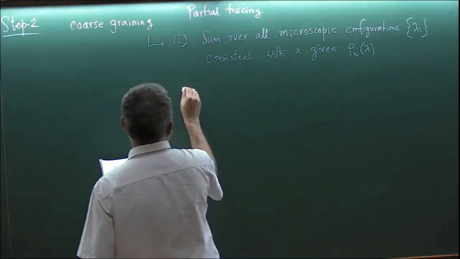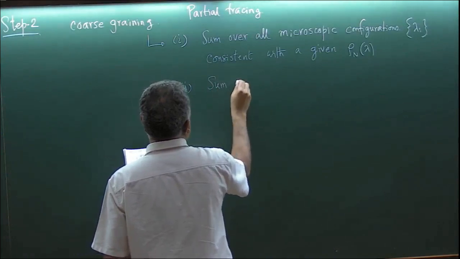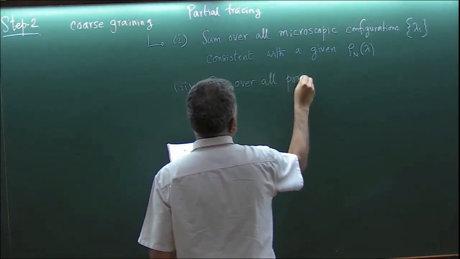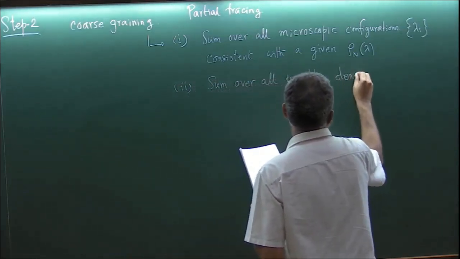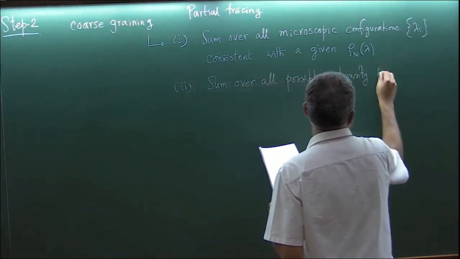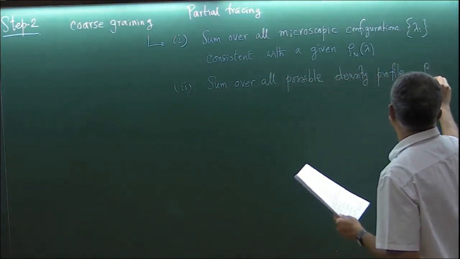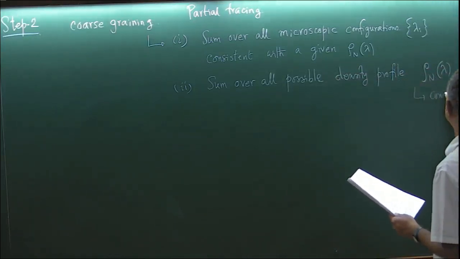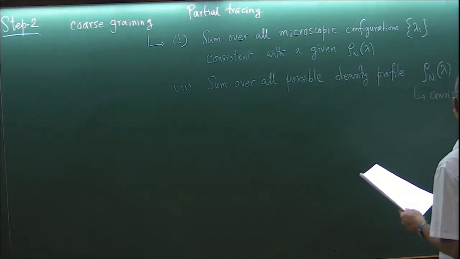And then, finally, you sum over all possible density profiles. This is the main idea behind anything, like density functional theory also, and so on, consistent with the constraint that they are normalized to 1.